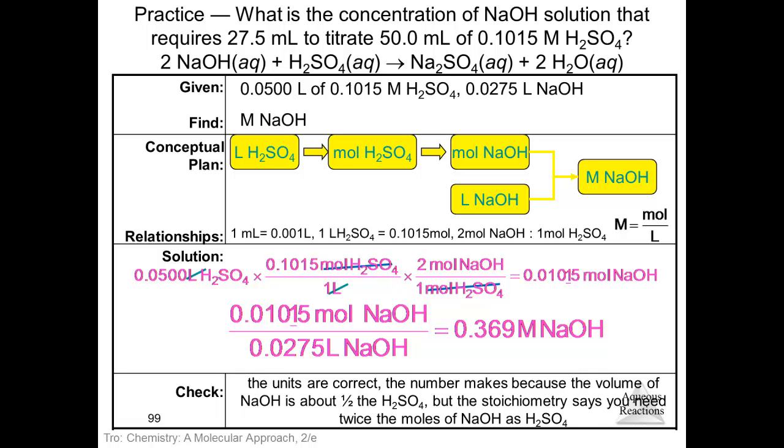So it makes sense that the sodium hydroxide is much more concentrated than the sulfuric acid. It actually takes twice as many moles of sodium hydroxide to neutralize that sulfuric acid because of the stoichiometry. So even though we had a lower volume of sodium hydroxide than the sulfuric acid, our concentration actually needs to be a little bit higher.